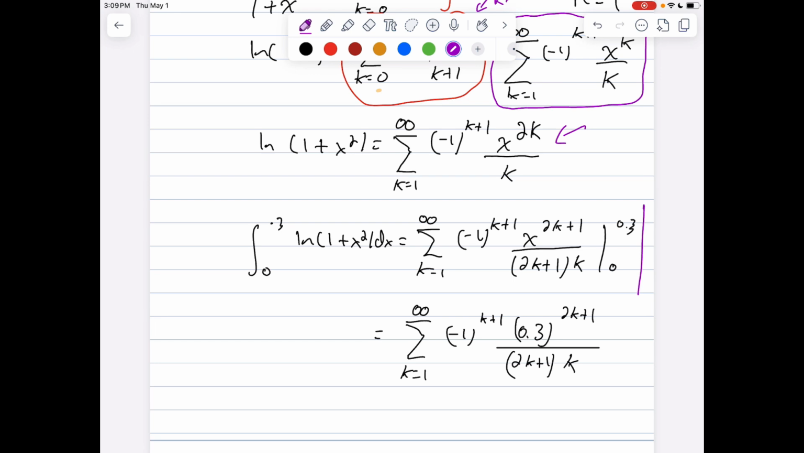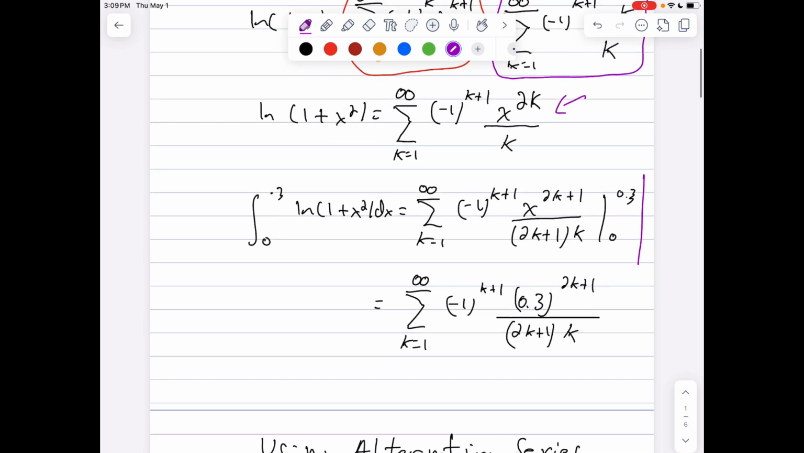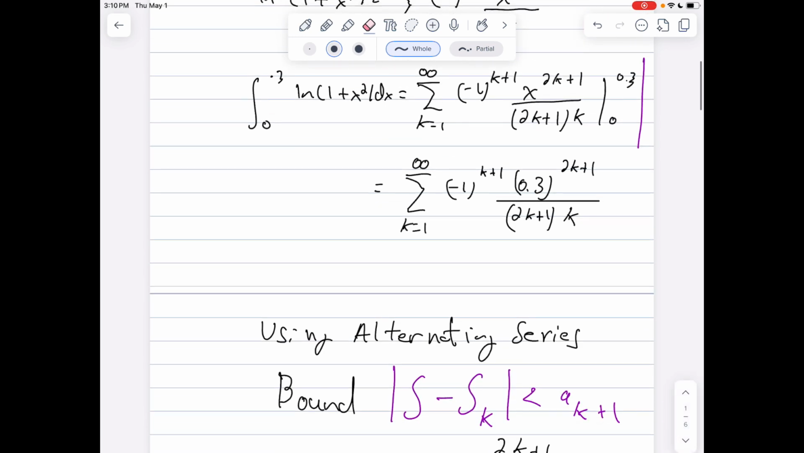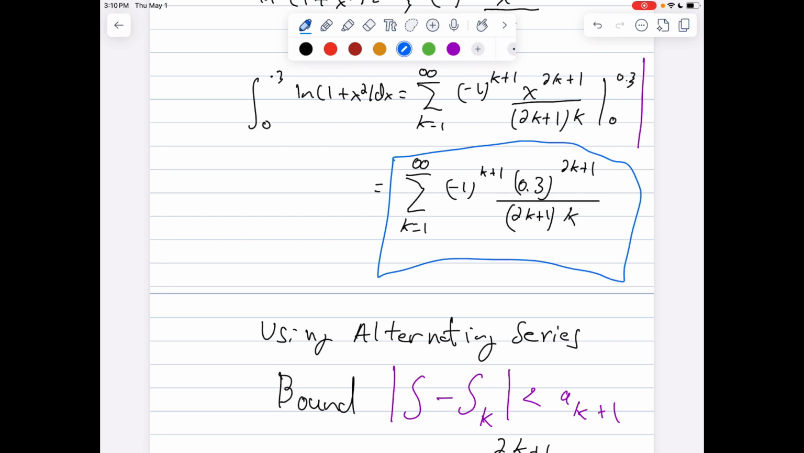I'm going to integrate that, and we get what you see here. I integrated x to the 2k, you get x to the 2k plus 1 over 2k plus 1. So again, using the power rule from integration, and all of that also divided by k, because you have that k in there, that doesn't go away. And then you're going from 0 to 0.3. So I'd put 0.3 in for x, and then 0 for x, subtract. And when you plug in 0, that goes away. So this is the final answer for that integral in terms of a series.